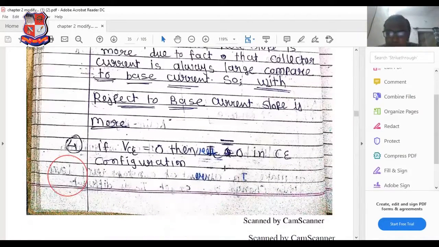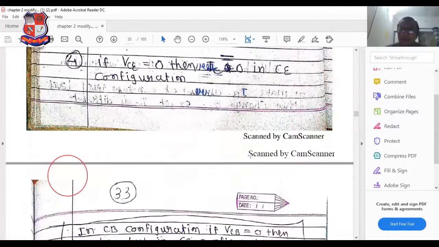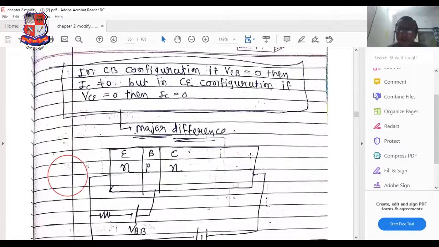So VCE equal to 0, then IC equal to 0. It is known as common emitter configuration. Now see this, understand the difference. If VCB equal to 0, then IC is not equal to 0. But in common emitter configuration, if VCE equal to 0, then obviously IC equal to 0. This is the major difference.